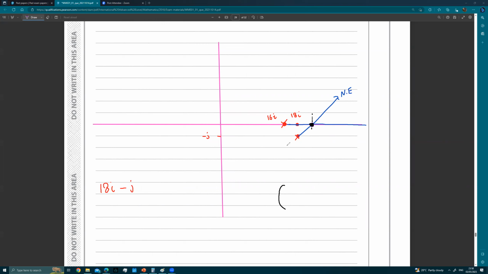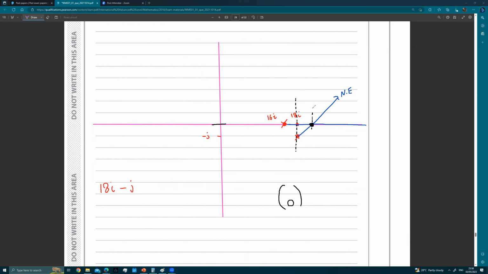I know the J coordinate of the lighthouse is 0, because the lighthouse is on J equals 0. This is J equals 1, J equals 2, J equals 3. The lighthouse is along this line, so it doesn't have a J component because it crosses the x-axis. So the J component is 0, but now I need to know the I component. I know that this is 18i.